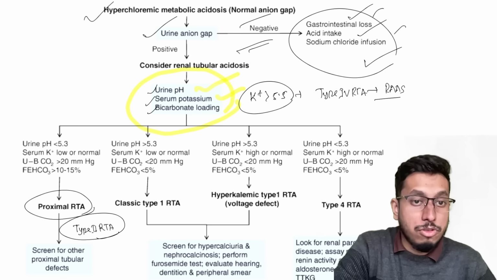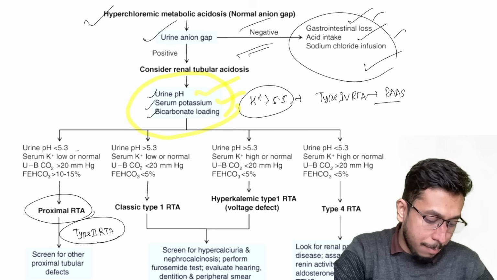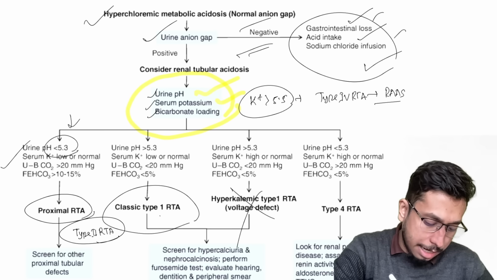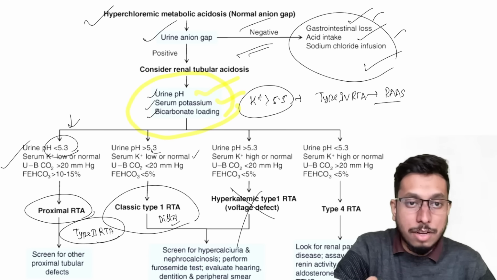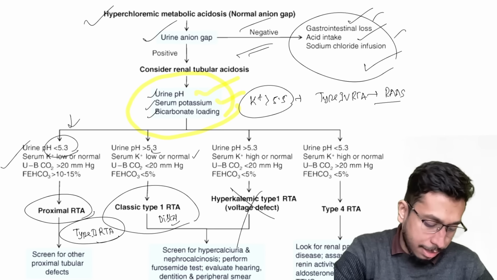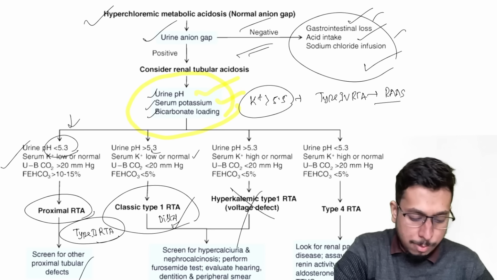In proximal RTA, which is also called type 2 RTA, urine pH is less than 5.5 and serum potassium remains low. In classic type 1 RTA or distal RTA, potassium is low but urine pH is more than 5.5. So from this, we can identify where the defect is: check for proximal tubular defect in proximal renal tubular acidosis, and distal RTA for the distal tubular defect.